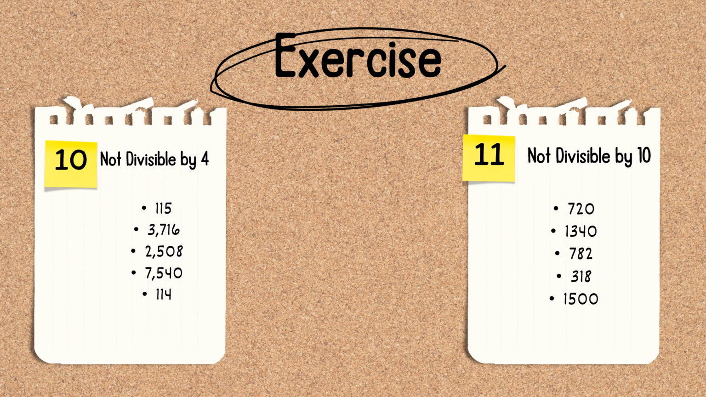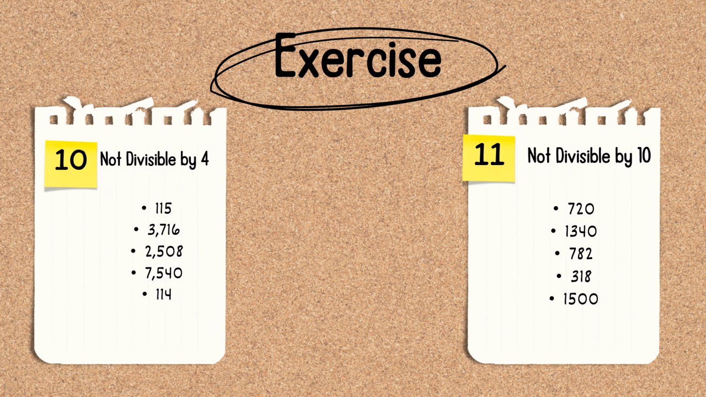Number 10, not divisible by 4. What is the rule of 4? Yes, two zeros in the last digits, or the last two digits are divisible by 4. Okay, but we want to take the numbers that are not divisible. Any number that applies the rule will be out. We will not choose it. Okay, excellent, math champions. Be clever, be aware of the question, read the question clearly.